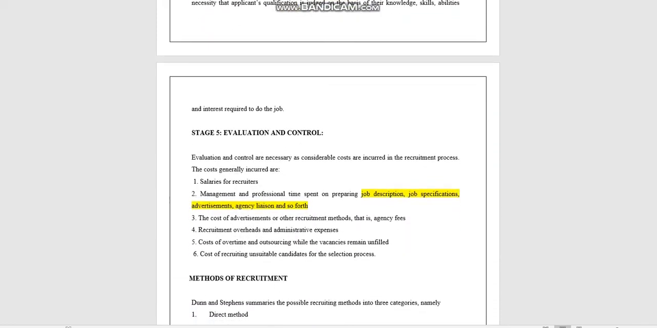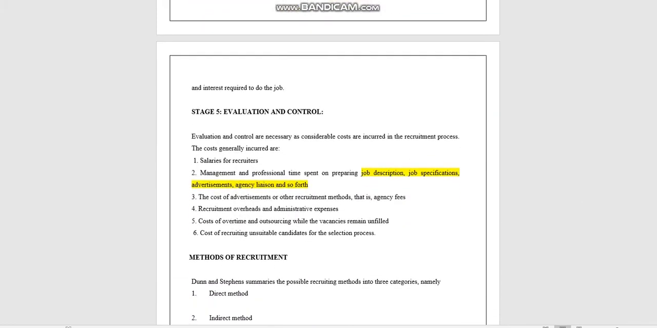And next I am going on with the last stage of process, which is evaluation and control. So this evaluation and control estimates the salary for recruiters, and it also specifies the job description, specification and their role for working in this organization. So this is the main process, recruitment process that is being carried out in the sector.